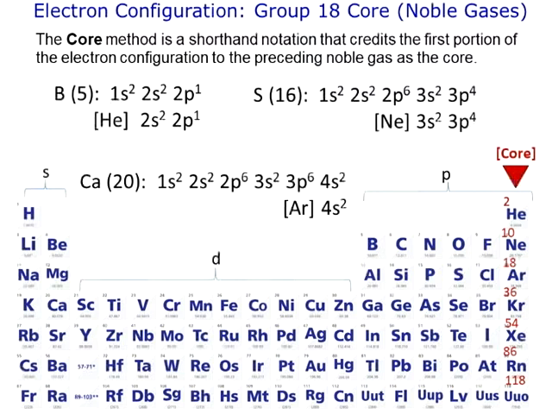To write its core, we note that sulfur is after neon. Therefore, the core for sulfur is neon. And then we continue to write the remaining notations as 3s2. And if we look at the periodic table and move across, we see 1, 2, 3, 4 in the p area. Okay?